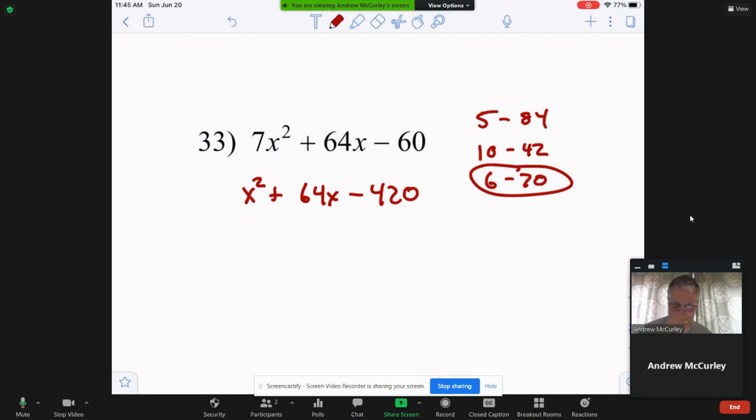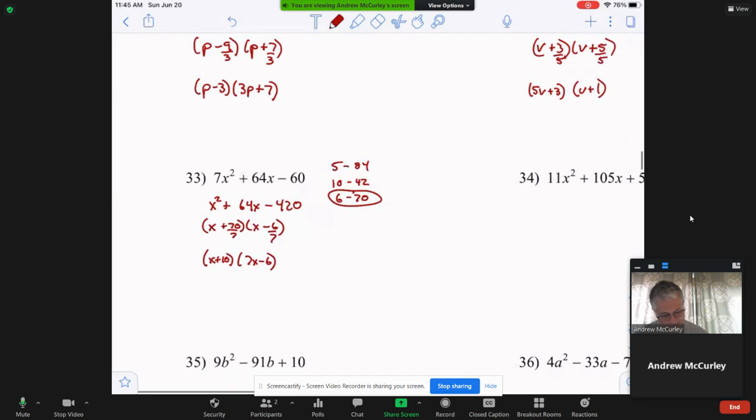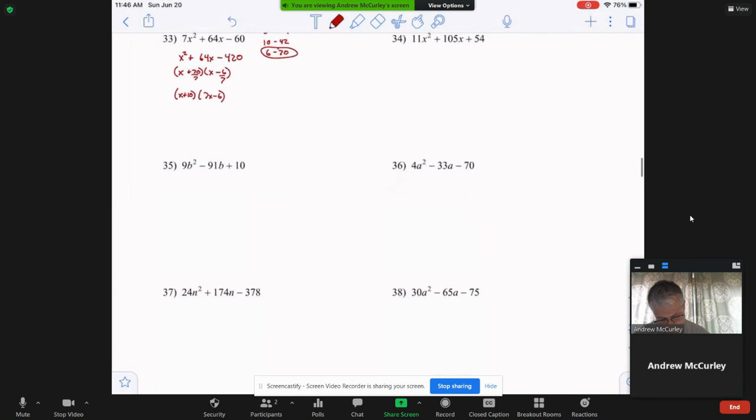It's got to be more positive than negative. So this is going to break into x plus 70, x minus 6. That's going to give you the trinomial right above it. But I have to divide by 7, have to divide by 7. All right, so x plus 10, 7x minus 6. There's your answer. Okay? It can get a little big and tricky. All right? I don't want to do all these. Let's do this one.